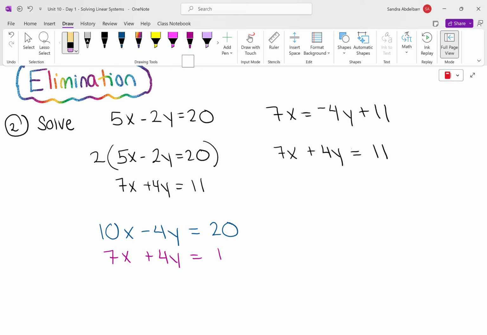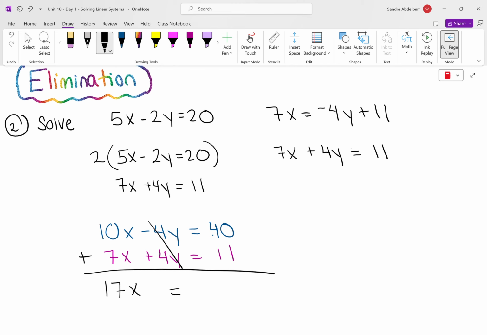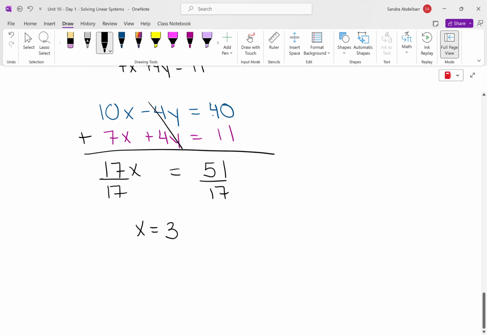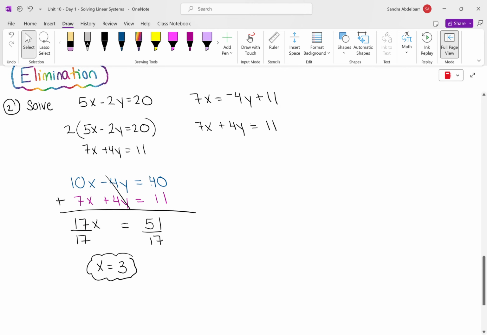and we're going to get 10x minus 4y equals 20, and then we will have 7x plus 4y equals, oh, I said 20. This is 40. Nobody caught that? 10x minus 4y equals 40, not 20. And then we have 7x plus 4y equals 11. And then we add. 10x plus 7x is 17x. The 4y's cancel. And then you have 40 plus 11 is 51. Divide both sides by 17. And we get x is equal to 3.